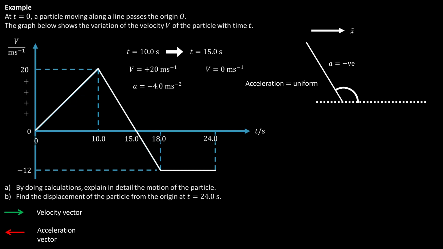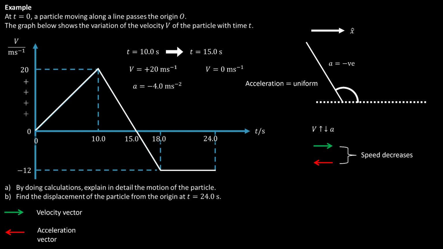This means that the two vectors are opposite each other, and therefore the speed will decrease. So this is something very important to note, which is that when the acceleration vector is opposite to the velocity vector, then the speed decreases and we have a deceleration.